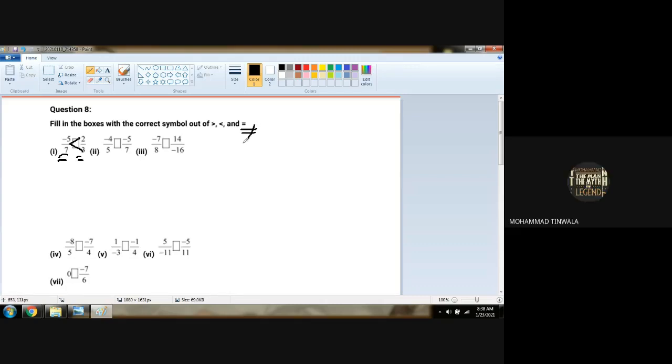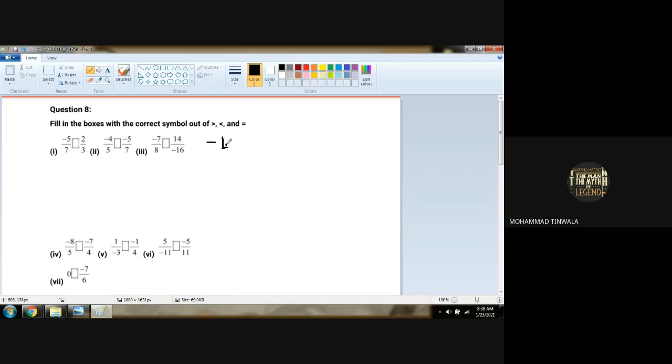Why? Because positive and negative can never be equal anytime. Are you getting? So directly we can say this one is greater than the negative integer. Same way, for the rest of all the sums you have to do LCM and calculate it. Yes. To compare, we have to see.